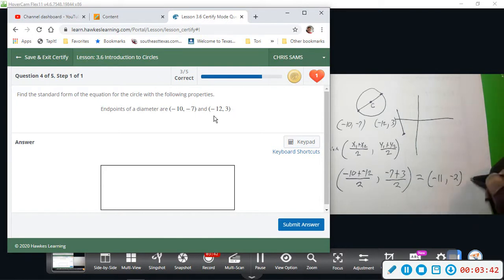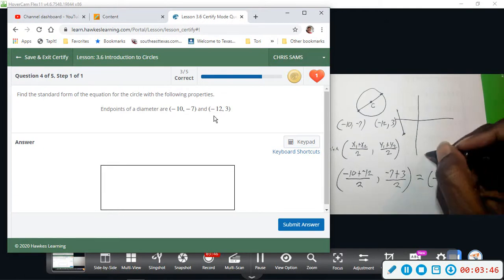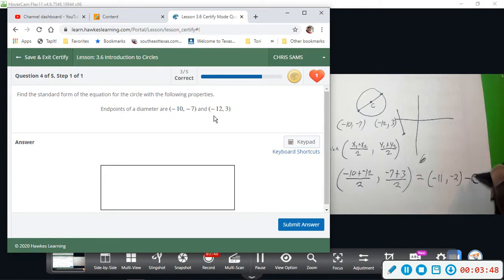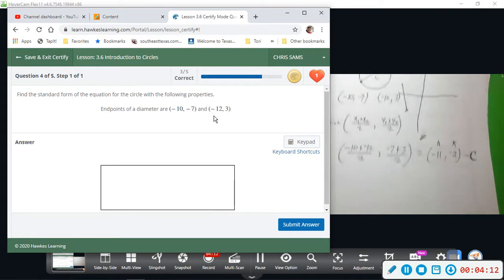All right, so this is your center. This is your h, and this is your k. Then we can plug in the center, and plug in one of these points to find the r squared. You could also do the distance formula, but it'll be a little bit more work. I think it's easier just to find the r squared. So we're going to do the r squared.